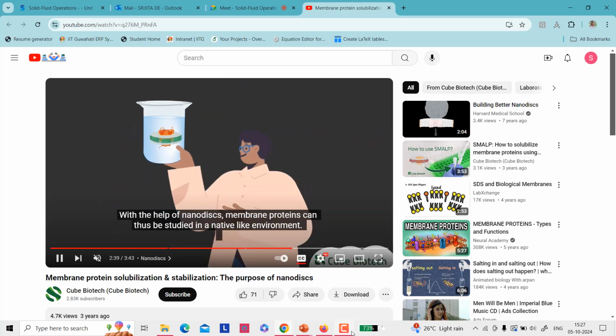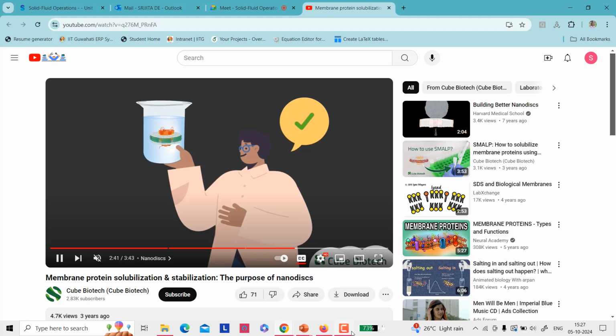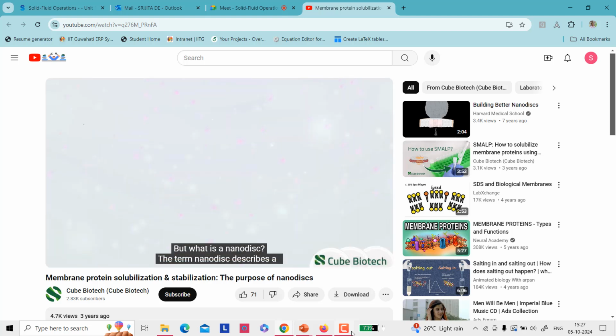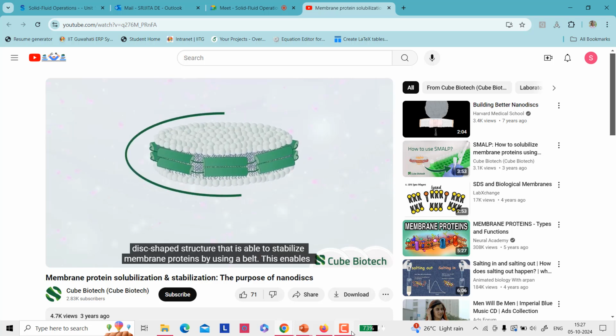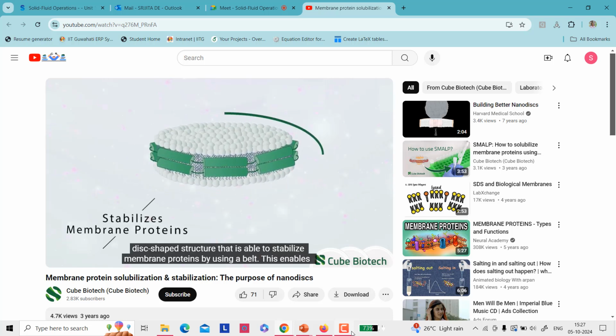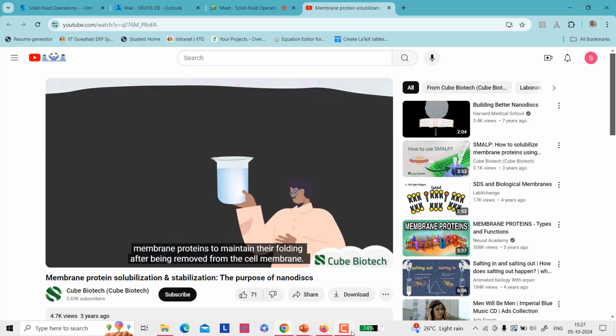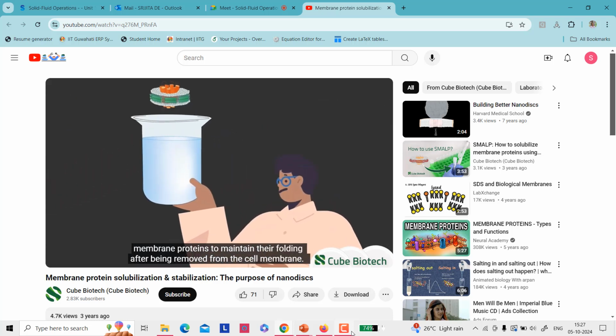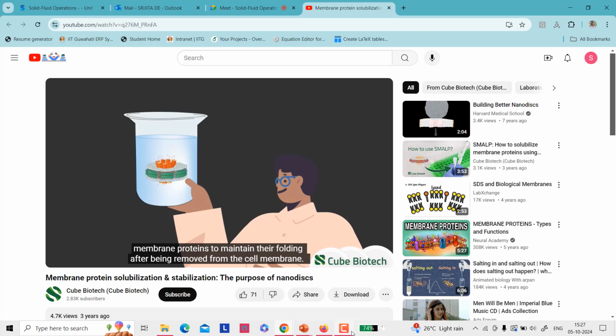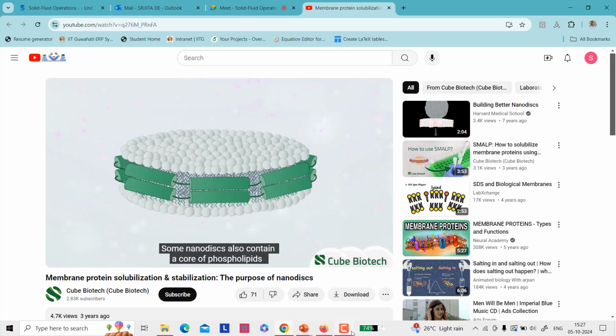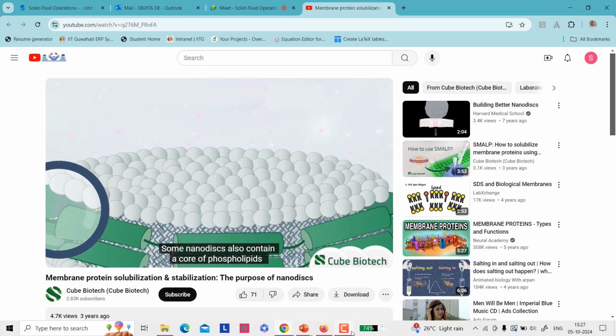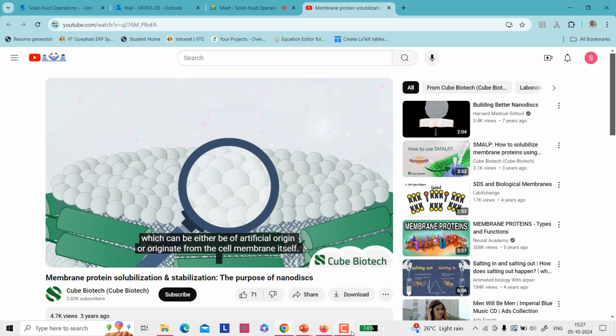The term nanodisc describes a disc-shaped structure that is able to stabilize membrane proteins by using a belt. This enables membrane proteins to maintain their folding after being removed from the cell membrane. Some nanodiscs also contain a core of phospholipids, which can either be of artificial origin or originate from the cell membrane itself.